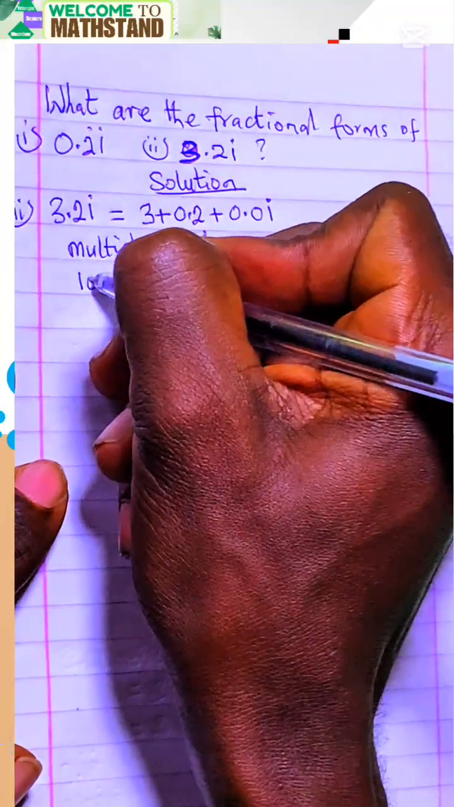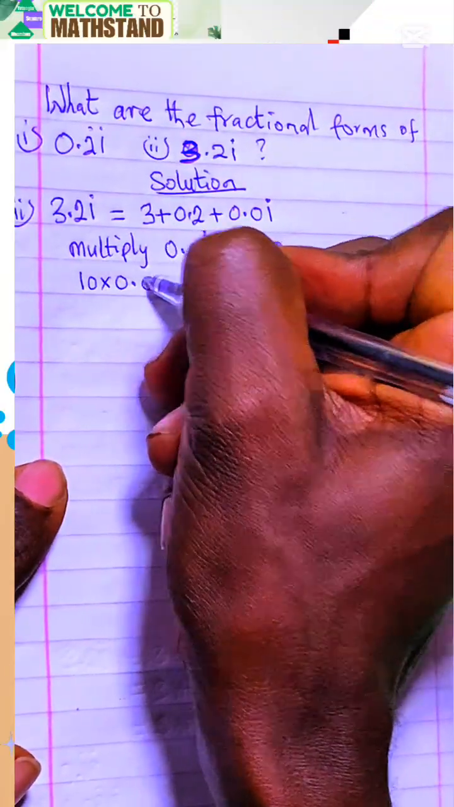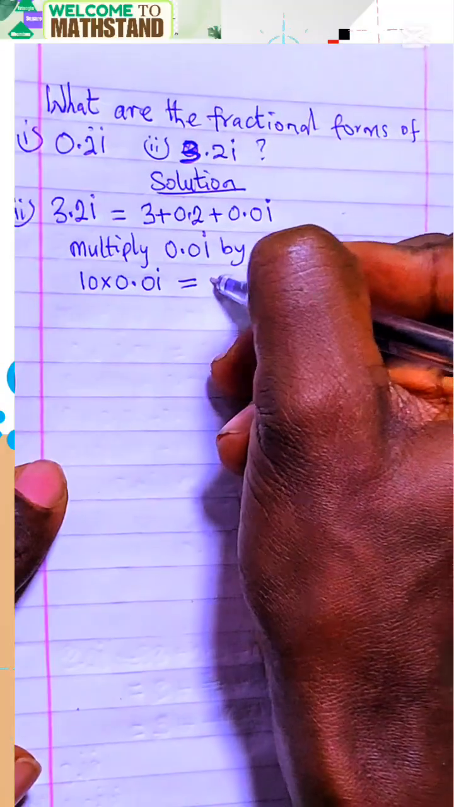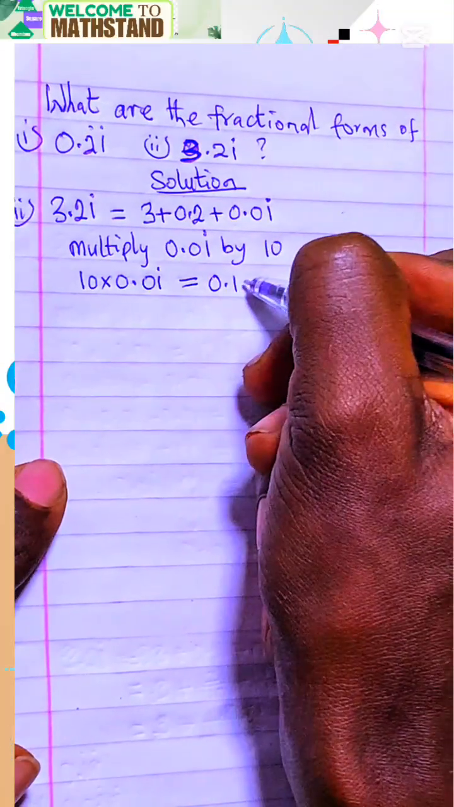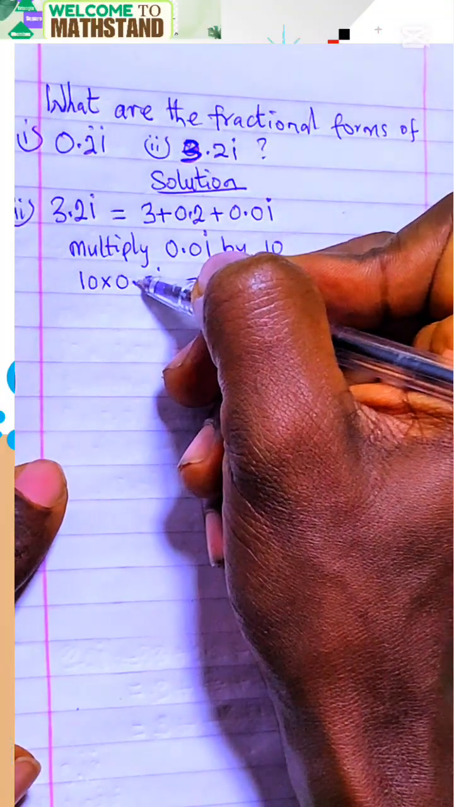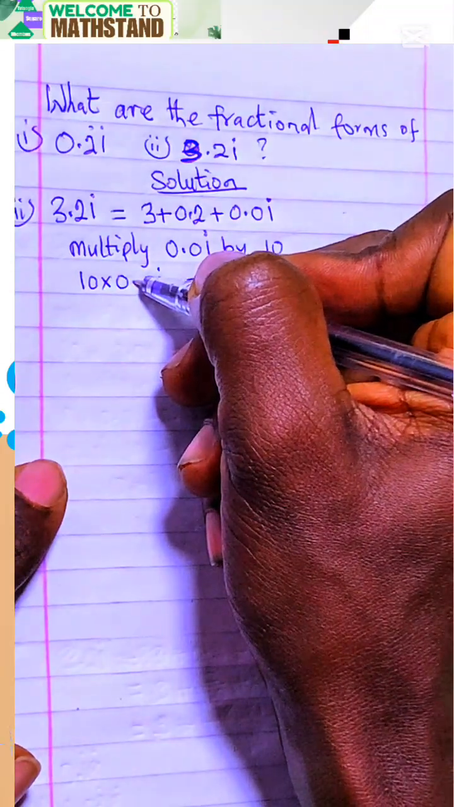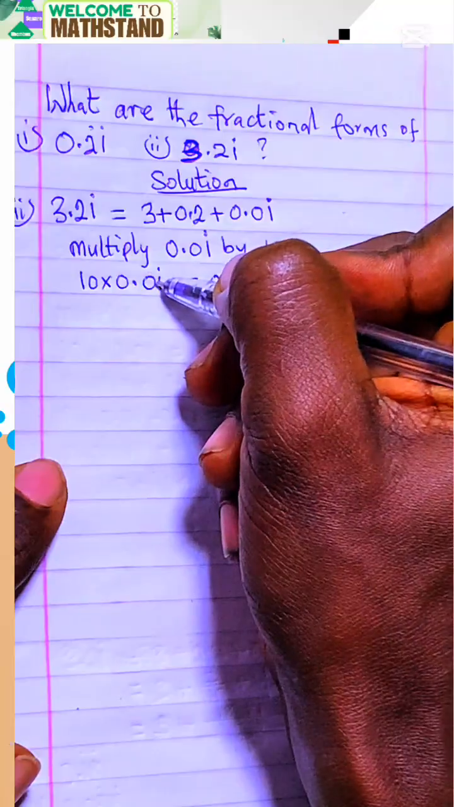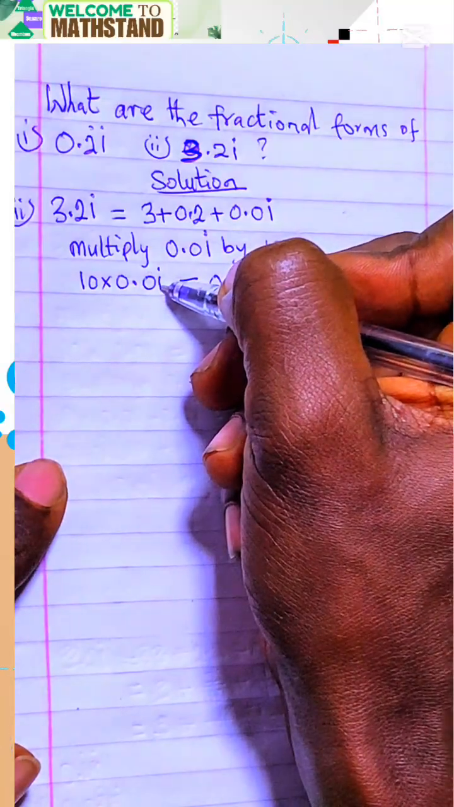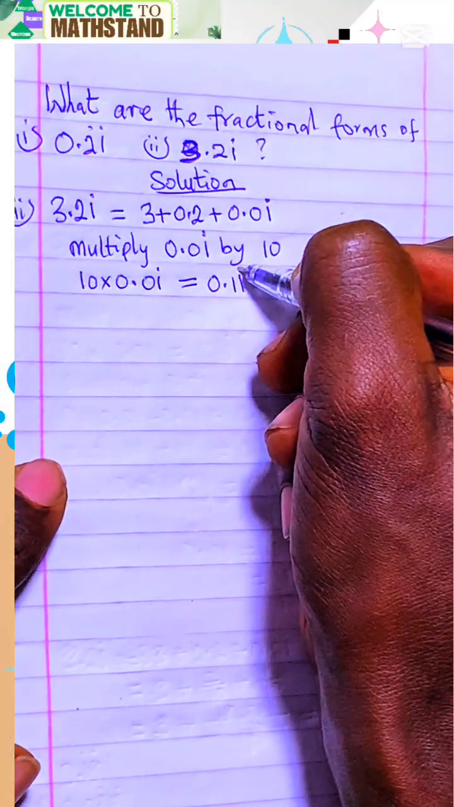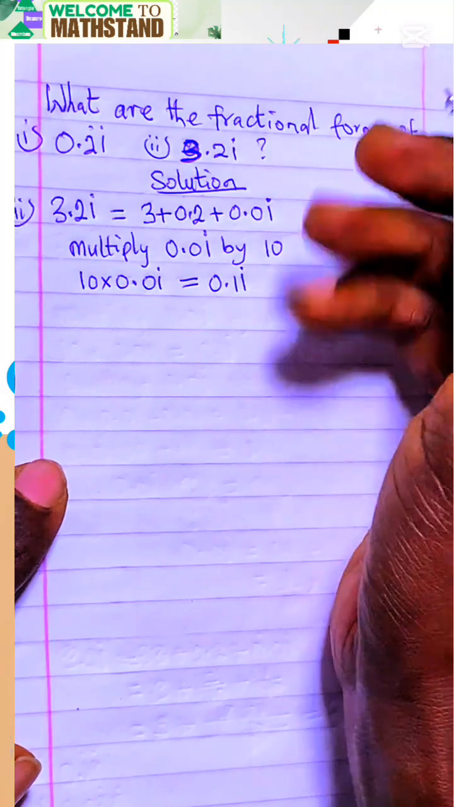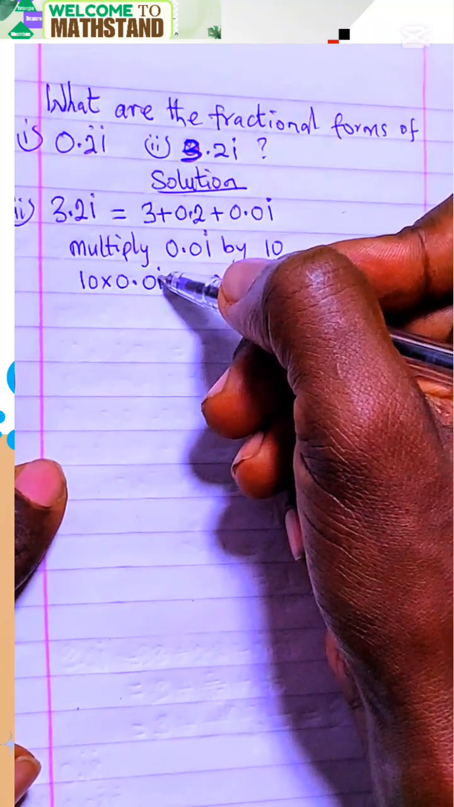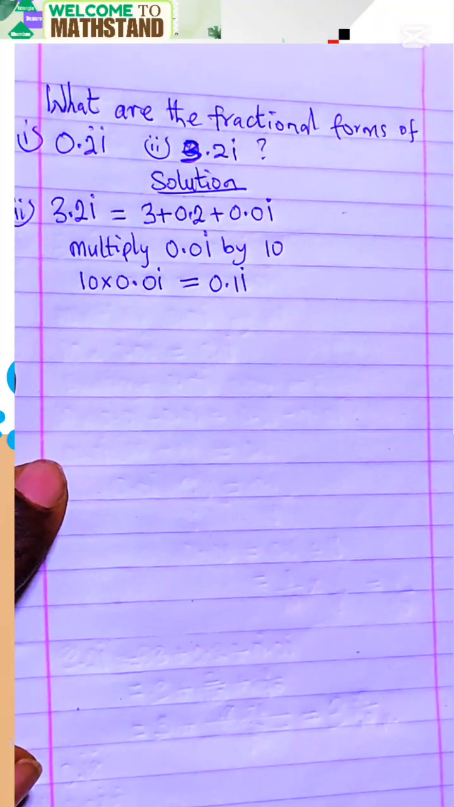So we now have 10 times 0.01 recurring. Now this is equal to 0.1. Remember, when multiplied by 10, the decimal point will move once. So now we can see it moves here, that is going to be 0.1. And remember, the 1 keeps repeating, so we have to write another one showing that it actually moved to this point. Then the other ones that keep repeating continue.